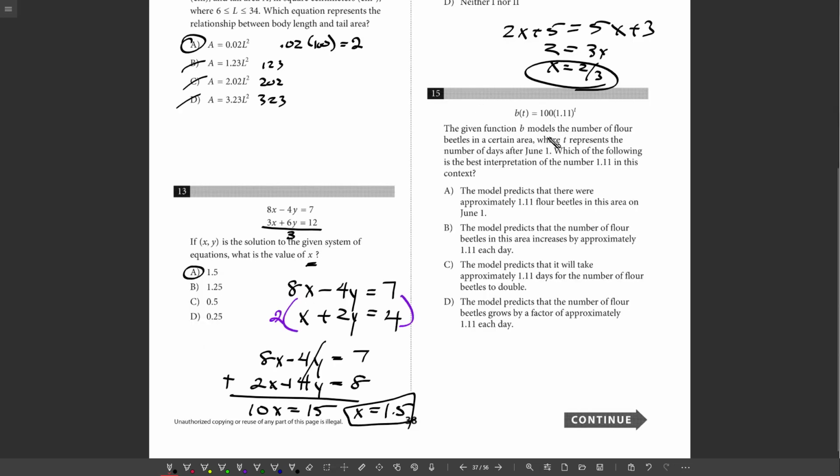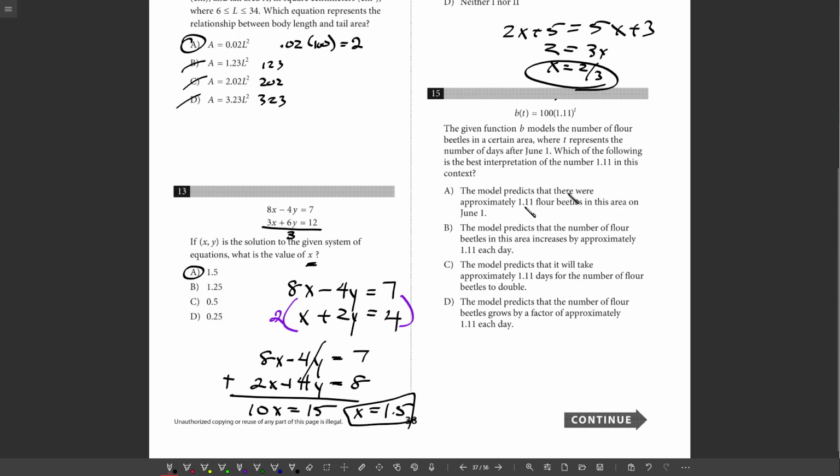15, this function models the number of flower beetles in a certain area. T represents the number of days after June 1st. What does this mean? Okay, this is an exponential. This number right here is the initial value, in this case, of the flower beetles on June 1st, more or less, at the beginning. That's the number of days after June 1st as they've defined. And this right here tells us the rate of growth. It represents 1 plus R, where R is the percent increase per time period, which in this case, since we have T in terms of days, it's 11% increase per day.